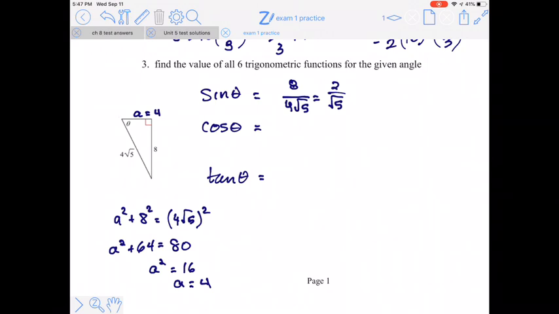Okay, cosine. Cosine would be adjacent over hypotenuse. 4 divided by 4 is 1, so this would be 1 divided by the square root of 5. Tangent. Remind me about tangent. Tangent. Opposite over adjacent. Sweet.